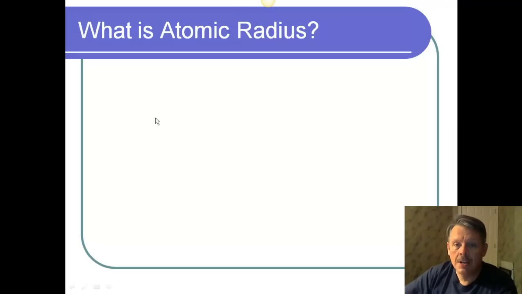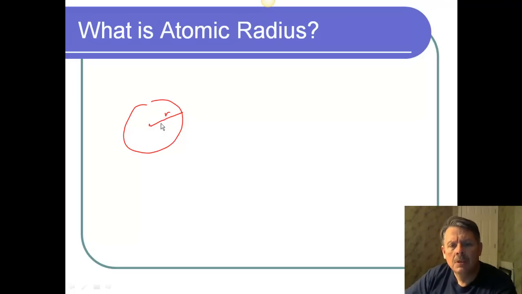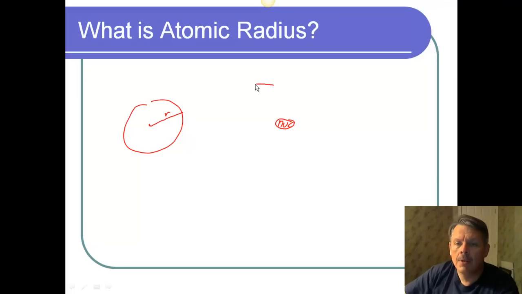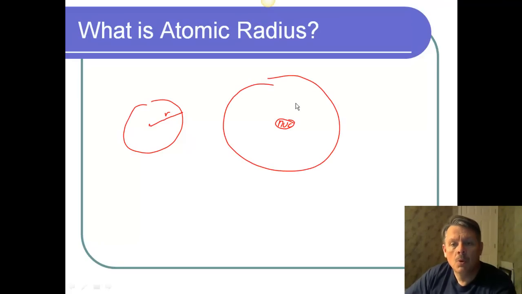Alright, so what is atomic radius? Think of a circle. A circle, your radius is from the center to the edge, right? You all know that. How does that apply to an atom? Well, to an atom, we have the nucleus in the middle, right? And around the outside, we have what we call a shell for our electrons. Now, remember, this is where 95% of the time we're going to find the electron. So it's not a physical shell, it's just 95% probability we're going to find the electron in here. And that's what we're calling our atomic radius.